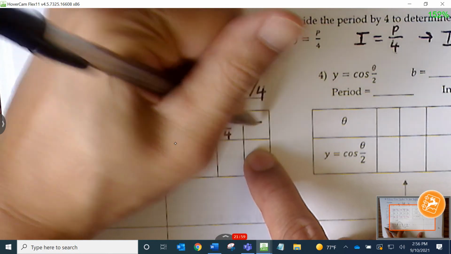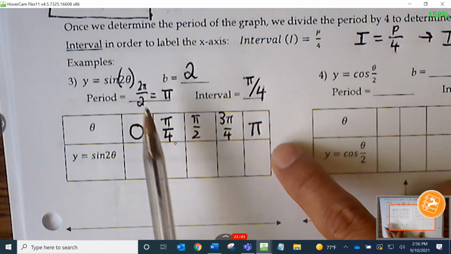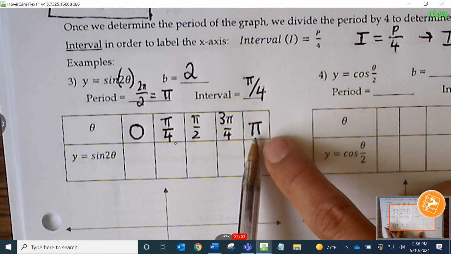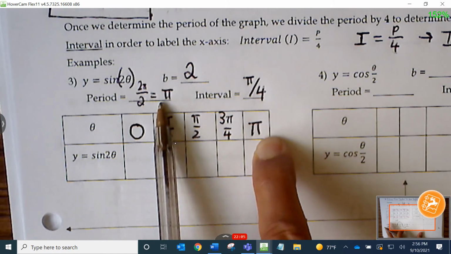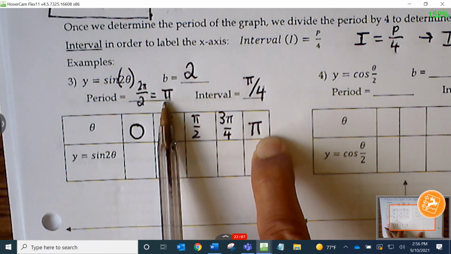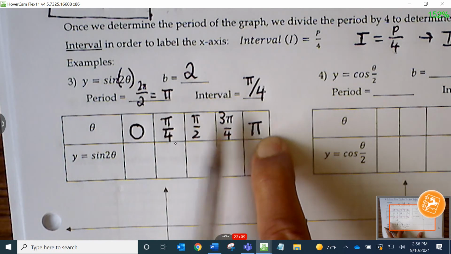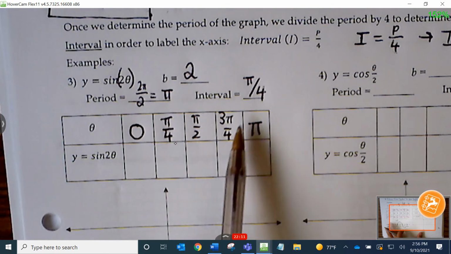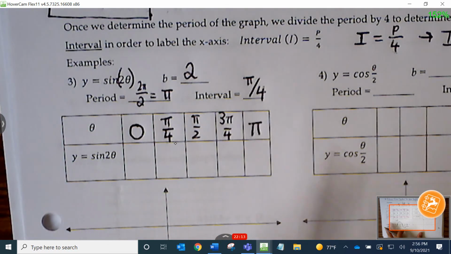So you know that you're on the right track if by the time you get to your end, you have reached the length of your period. Right? If you haven't done so, that means you either added wrong with the fractions or maybe you found the wrong interval. Okay. All right, any questions there?